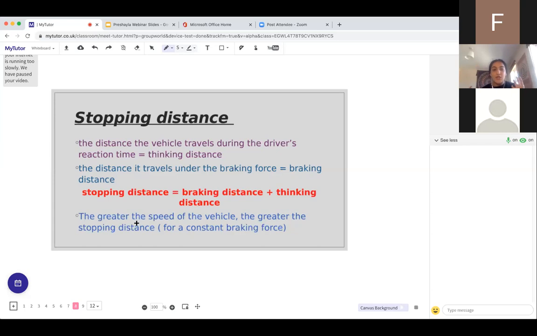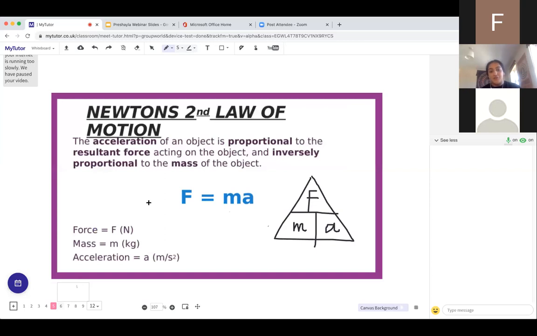Then we move on to Newton's second law, which is F equals ma. Newton's second law is the one with the equation, the one we can actually do maths with. So F equals ma, force equals mass times acceleration. And we're talking all about proportionality and inverse proportionality. So the acceleration of an object is proportional to the force and inversely proportional to the mass of the object. So the acceleration is proportional to the force, the acceleration is inversely proportional to the mass.